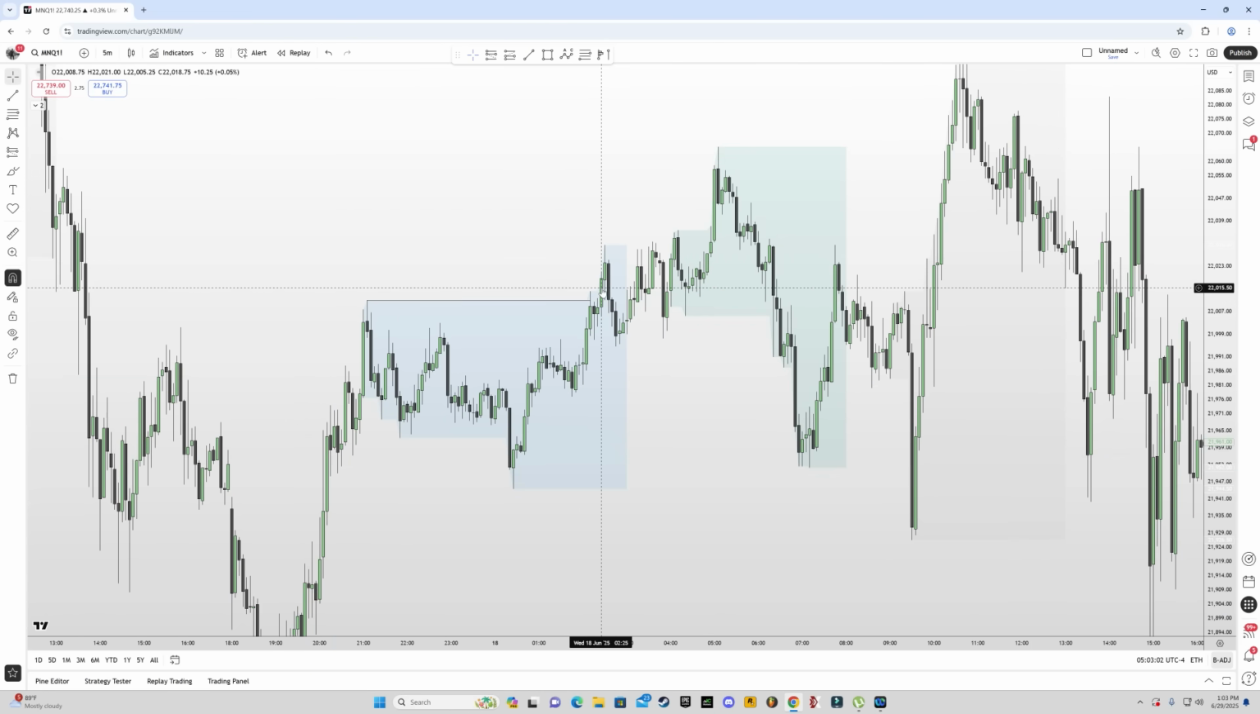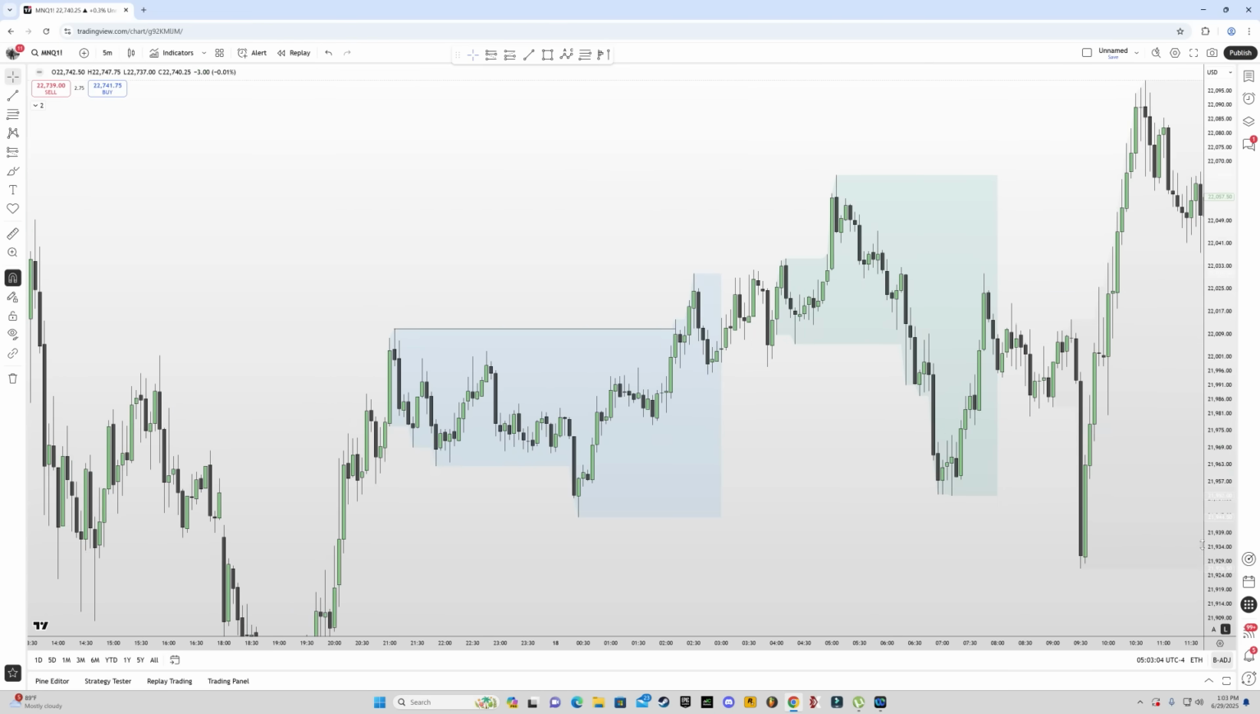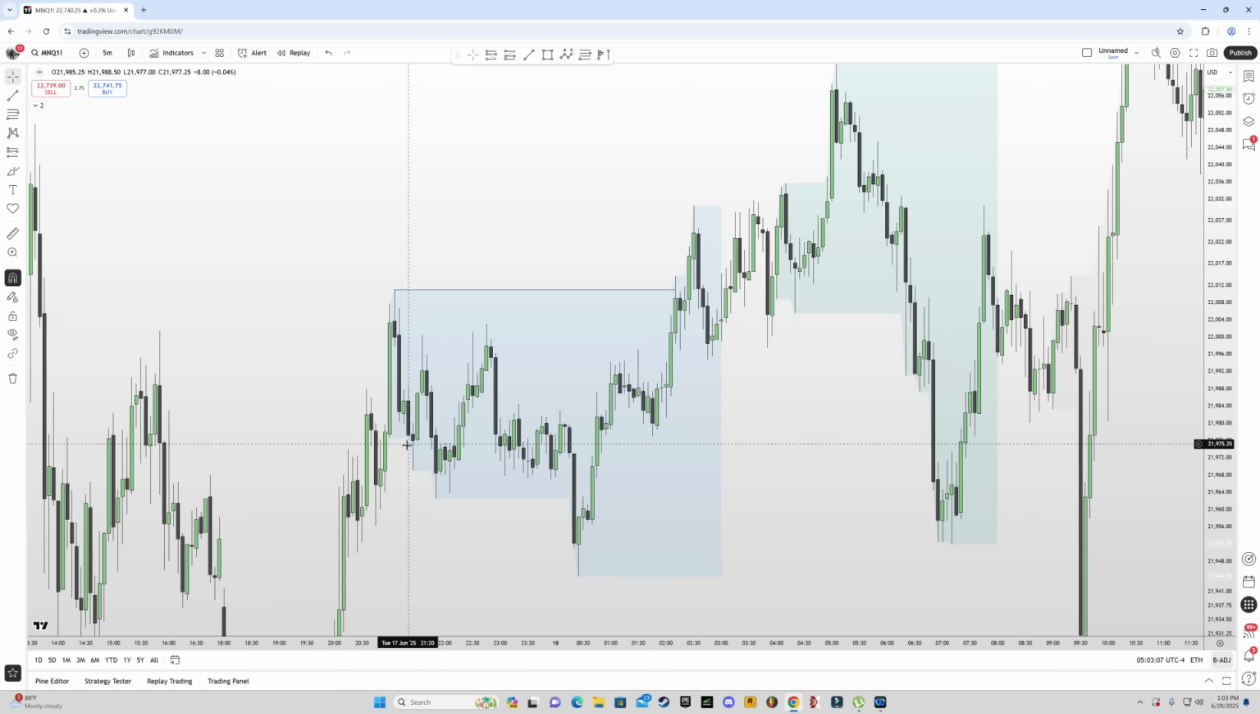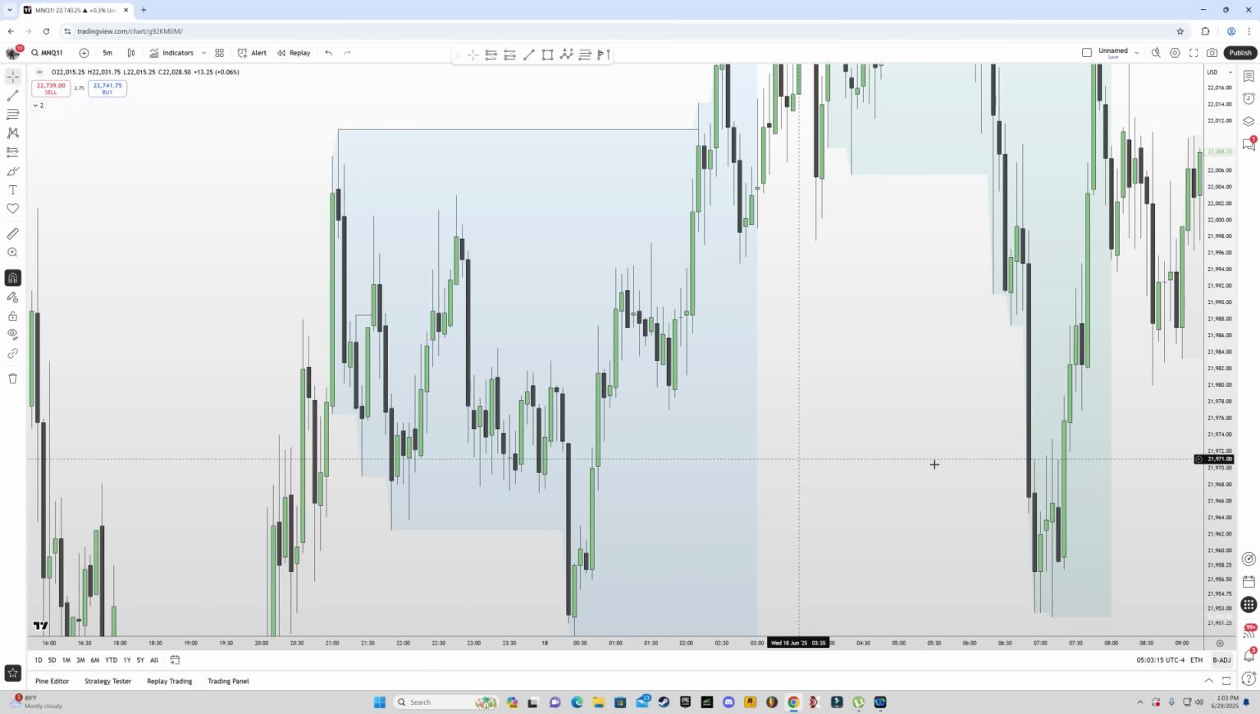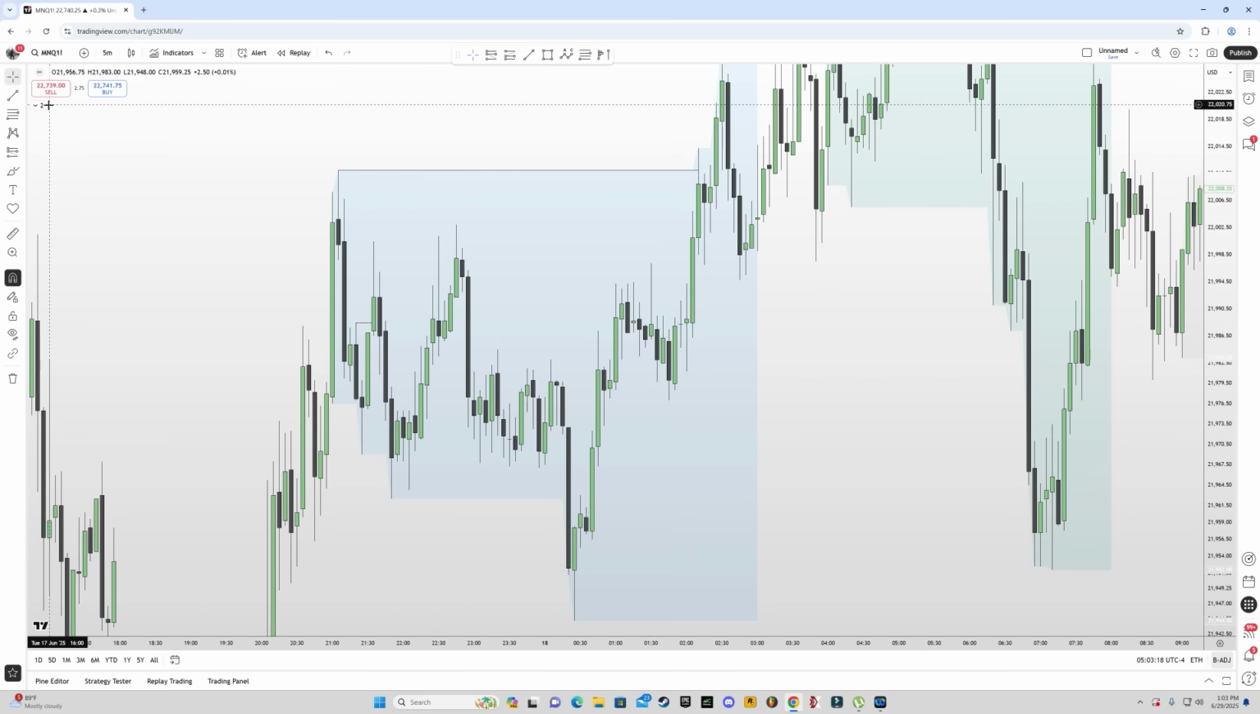And then we're looking for what? A market structure shift, right? So what we have within the pullback. So we have this. We created this structure and then we broke above it, right? Fractal high over here. Now this low will become your range low.